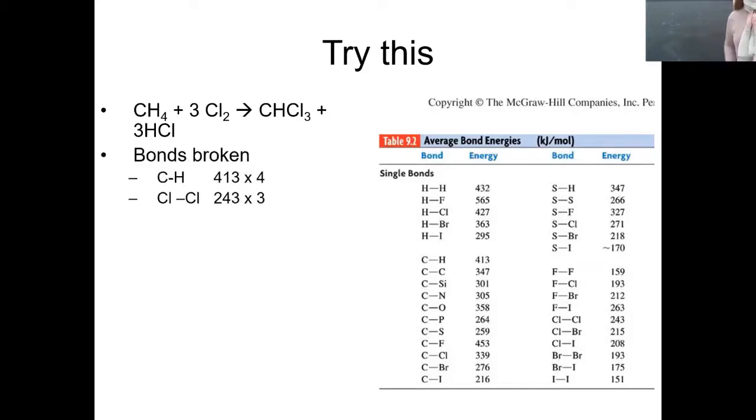So calculate your broken bonds, calculate your formed bonds, or at least set it up. If you don't have a calculator, at least write down what would be the math you would do to figure this out. Generally, the best thing to do is assume that every bond on the reactant side is broken and every bond on the product side is formed. So once we go through this, I'll explain why I'm pointing that out.